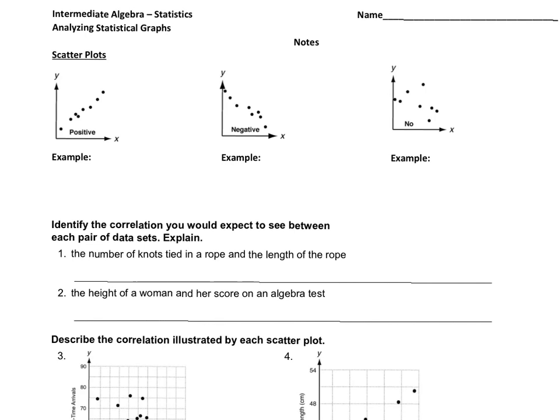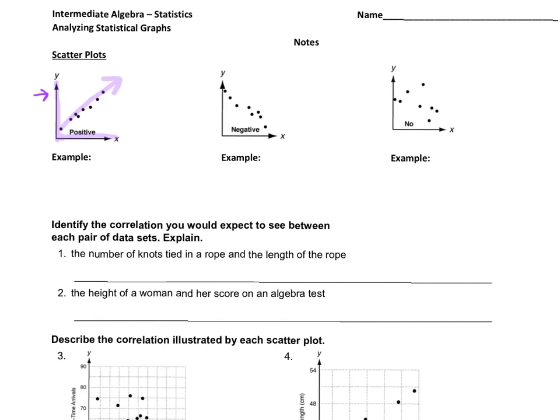So that's what we're going to talk about first, is how we talk about the different types of correlation of a scatter plot. So in the first example, right here, we have an example of a scatter plot with positive correlation. And that's because as my x gets bigger, so does my y. So we notice the points are going in the upward direction. So this is an example of what a scatter plot with a positive correlation would look like.